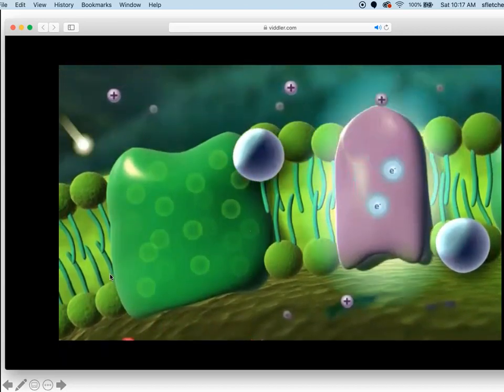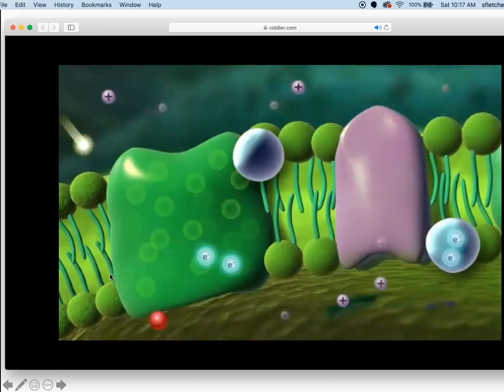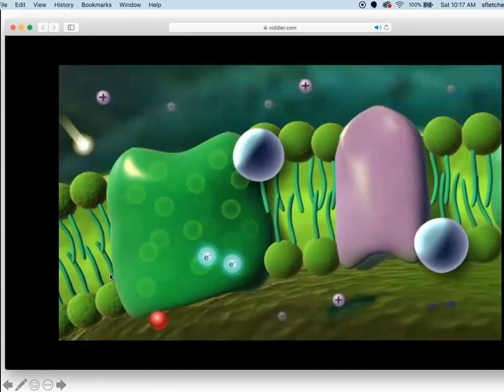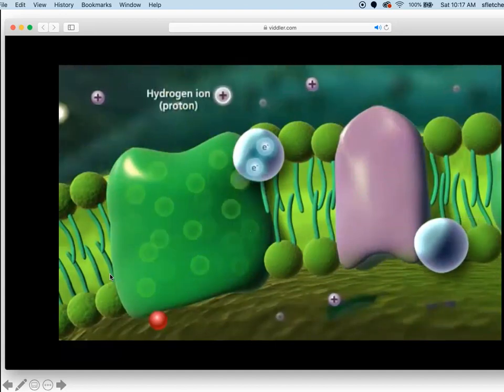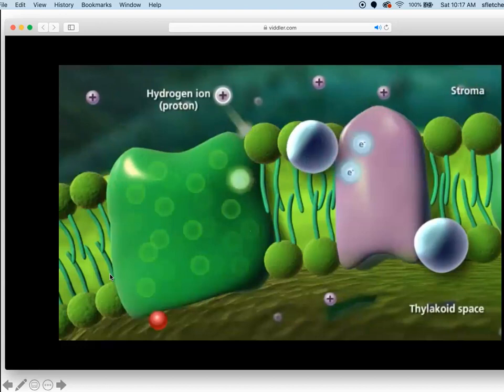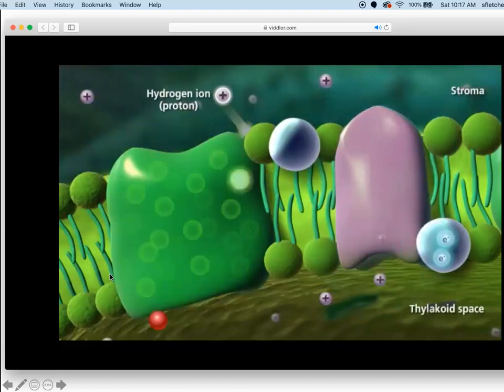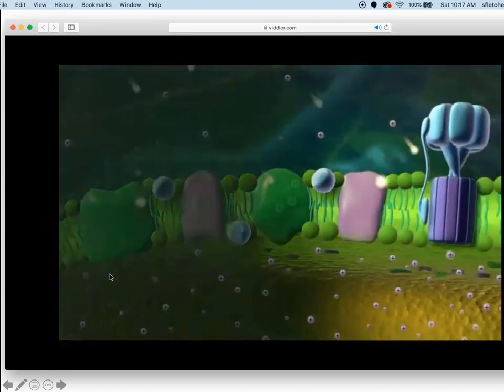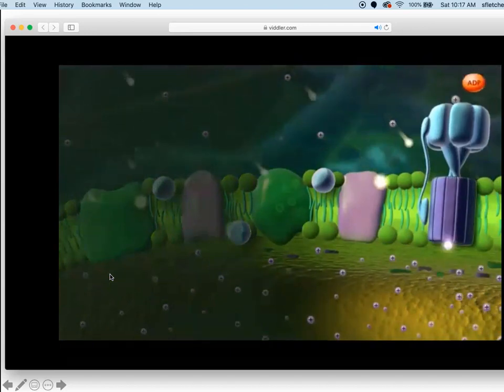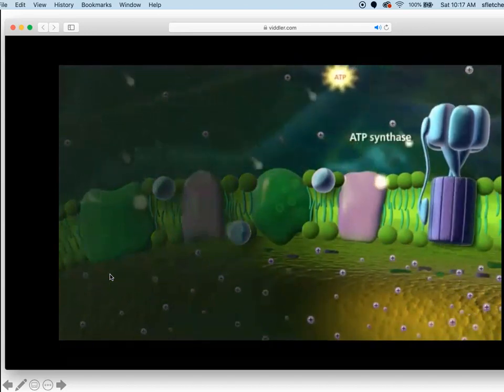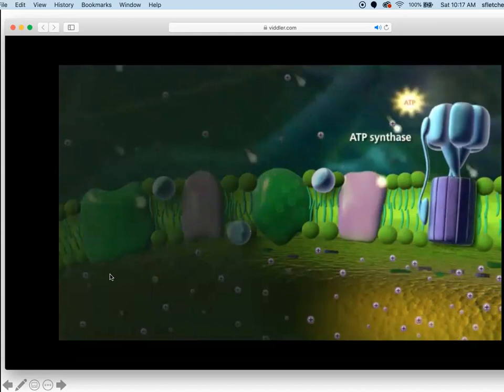As electrons pass through the electron transport chain, the energy from the electron is used to pump hydrogen ions from the stroma to the thylakoid, creating a concentration gradient. This gradient powers a protein called ATP synthase, which phosphorylates ADP to form ATP.